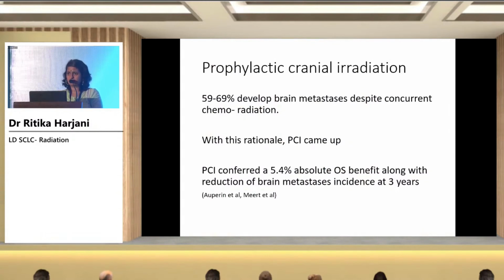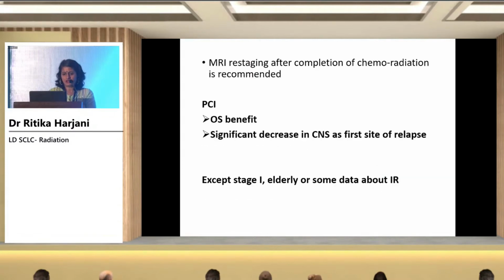Another small aspect we consider in radiation for limited stage is prophylactic cranial irradiation. About 60% do develop brain mets eventually, and with this rationale, prophylactic cranial irradiation came up. In the meta-analysis, PCI conferred a 5% absolute survival benefit at 3 years. So it is the standard of care in any patient of limited stage small cell cancer who has a complete or partial response to chemoradiation to go ahead with prophylactic cranial irradiation.